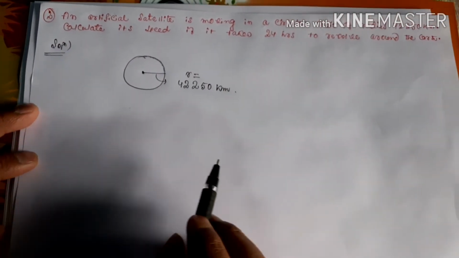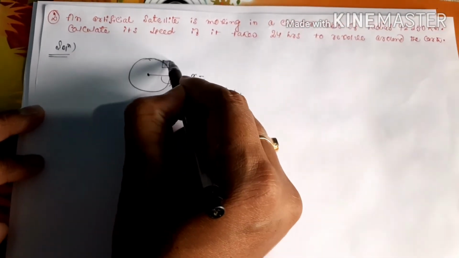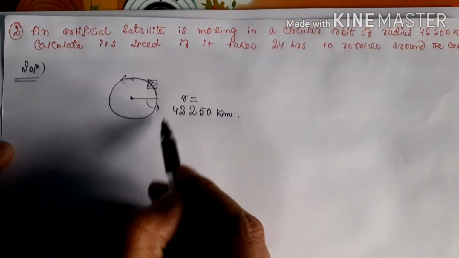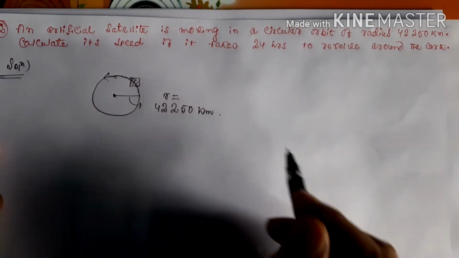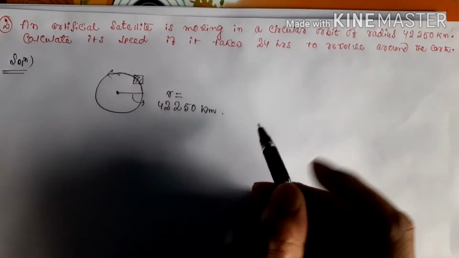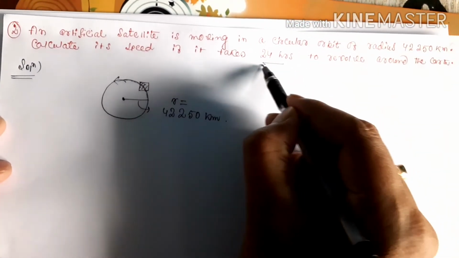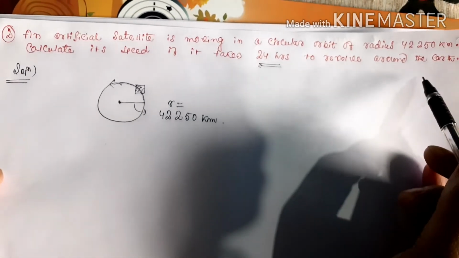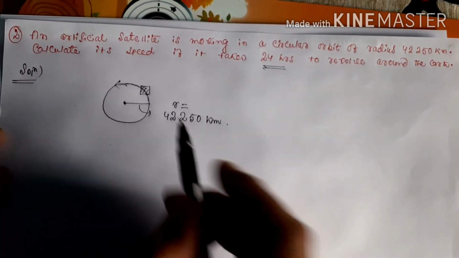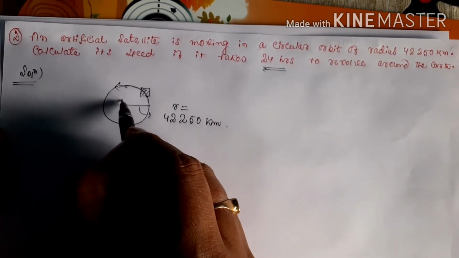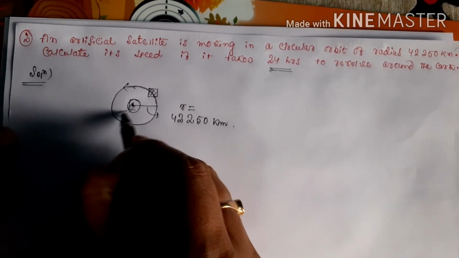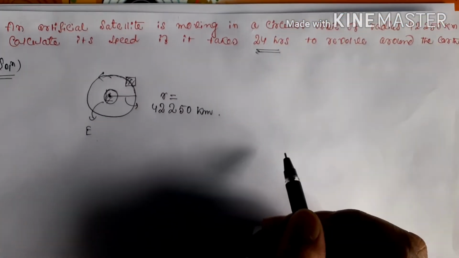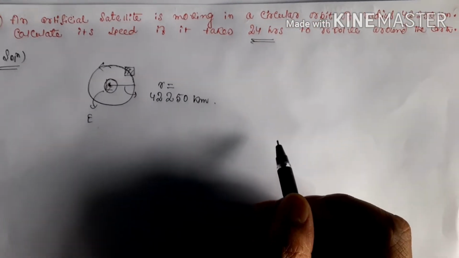Next, the satellite here is the artificial satellite. It revolves continuously in this orbit, and it takes 24 hours to complete one single revolution around the earth. Maybe here is the earth. So in this case, what will we calculate? We have to calculate the speed of the body.